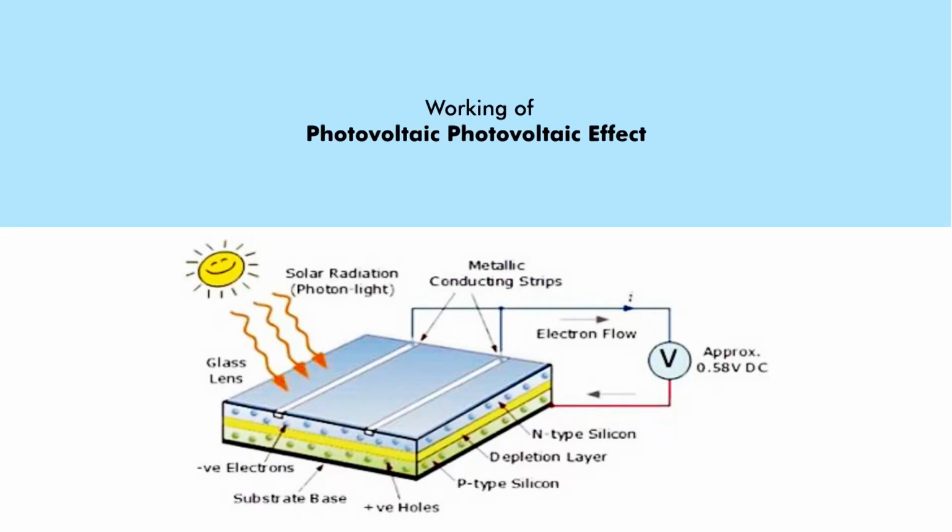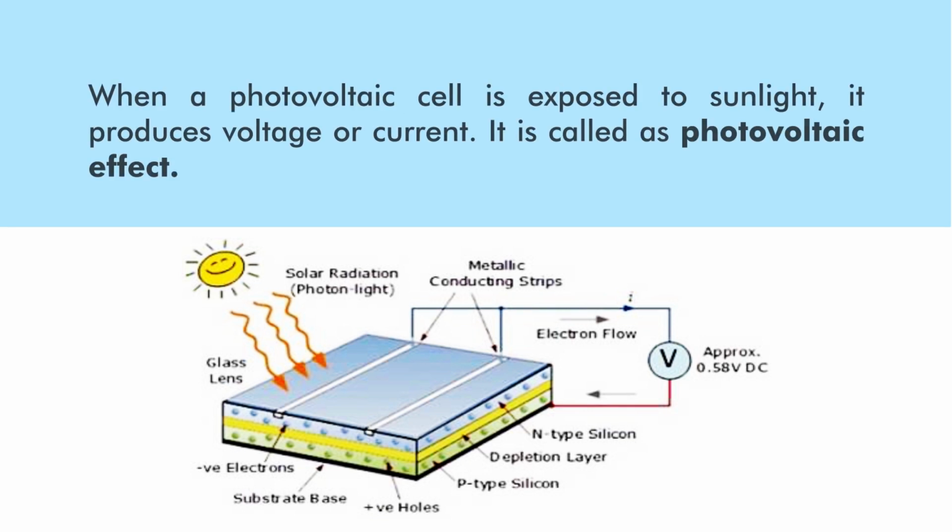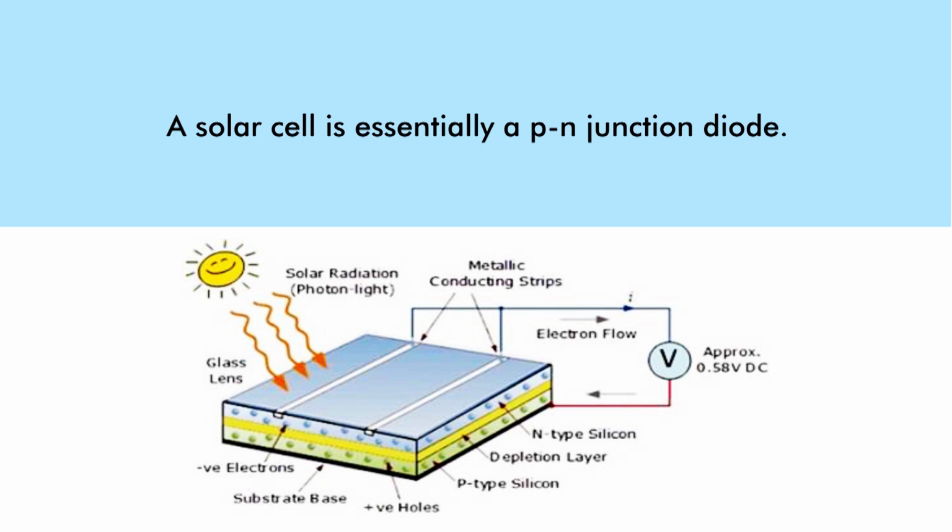Now we will understand the working of the photovoltaic solar cell. Here you can see in the diagram. When a photovoltaic cell is exposed to sunlight, it produces a voltage or current. It is called the photovoltaic effect. A solar cell is essentially a PN junction diode. A typical silicon solar cell consists of a boron doped p-type semiconductor and a phosphorus doped n-type semiconductor. When these two are connected, an electric field is created at the PN junction. The schematic diagram of a typical solar cell you can see in this particular figure.